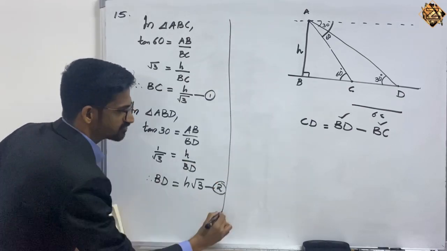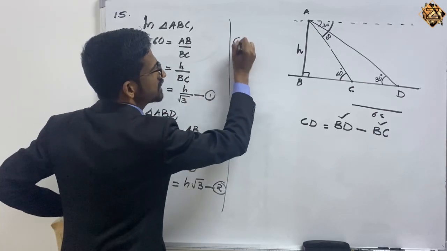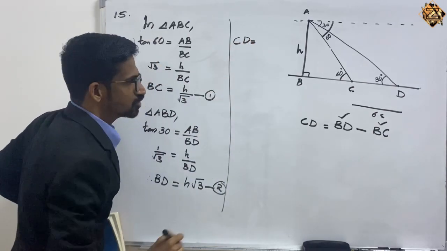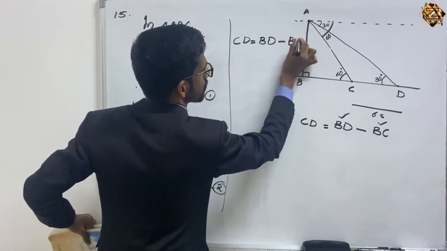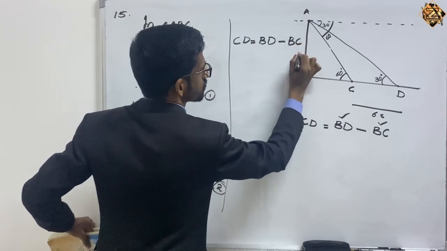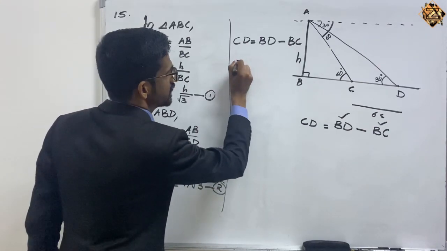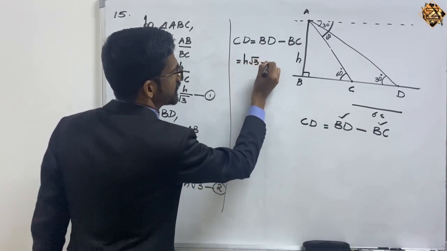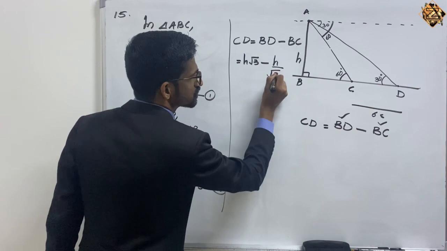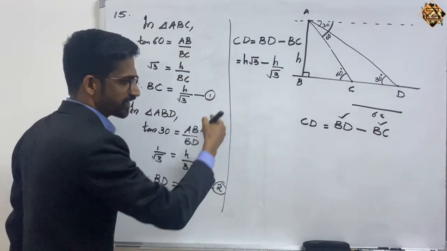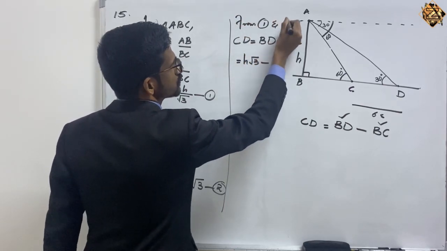Now these values of BD and BC we will substitute over here. Therefore CD equals BD minus BC. BD we already got, that is h root 3, minus BC, which we have got as h by root 3. This we got from equation 1 and equation 2.